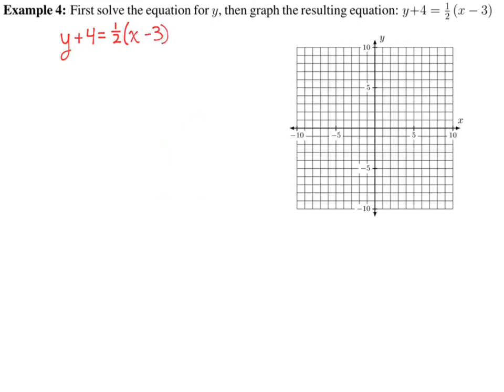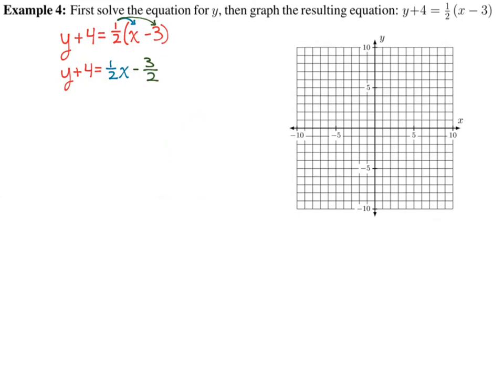So I'll just go ahead and rewrite it. y plus 4 equals 1/2 times the quantity x minus 3. Now that 1/2 in front of the parentheses needs to be distributed. So a couple arrows showing that it rainbows, as I like to say, into the expression. So I'm going to go ahead and rewrite it. On the left, it's y plus 4. On the right, it starts as 1/2 x and then minus 3/2.